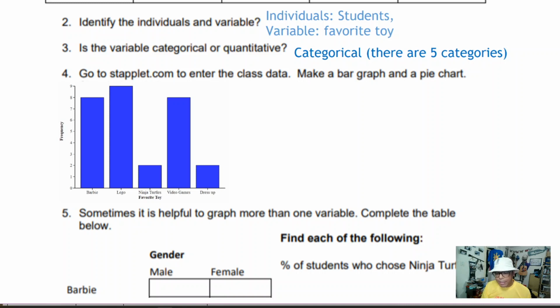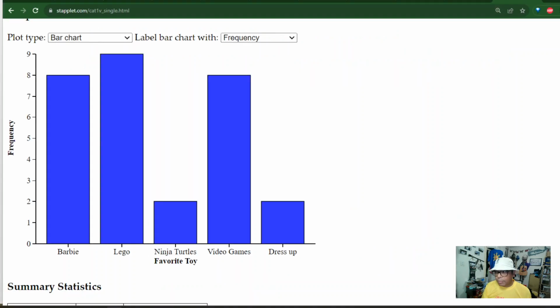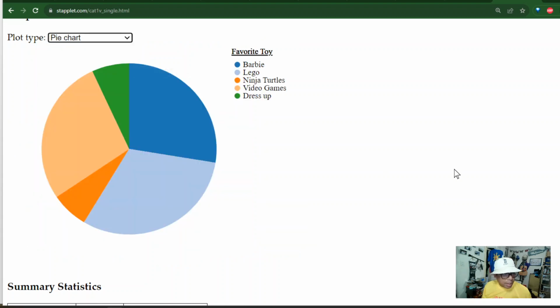So we'll go back to Statcrunch. We'll change the plot type over here. We'll change that to pie chart. And we get our pie chart here. The main thing to know here is, again, it doesn't matter how we order these pie slices. The graph doesn't change. The graph doesn't lose any information for us.